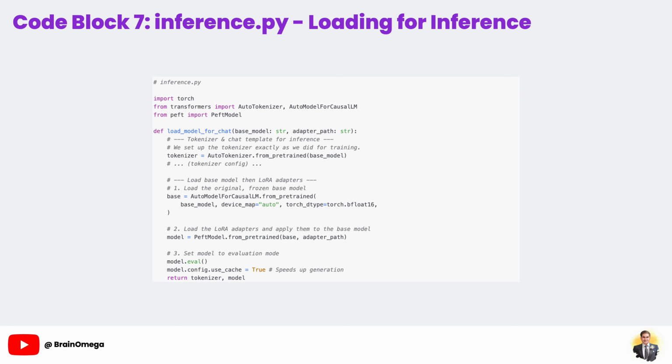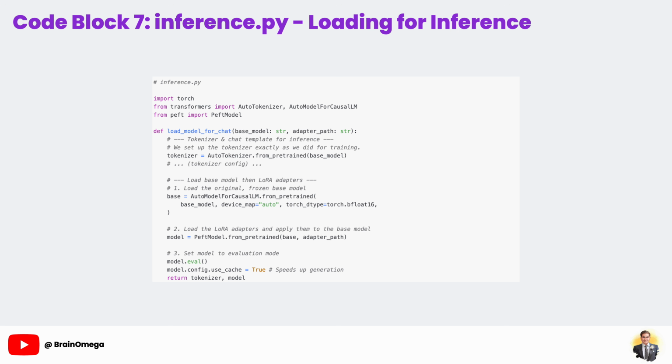Now that we've fine-tuned our model, let's see how to use it in Inference.py. The load model for chat function handles getting our model ready for a conversation. First, we load our tokenizer from the base model and configure it with the exact same chat template and padding settings we used during training. This consistency is crucial.